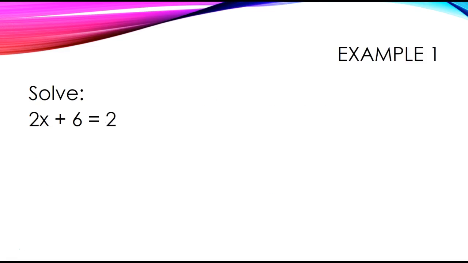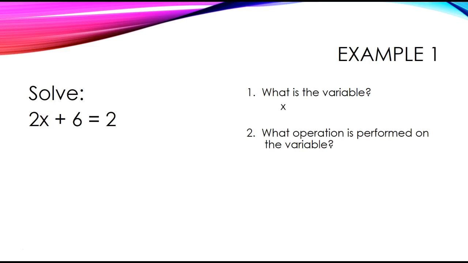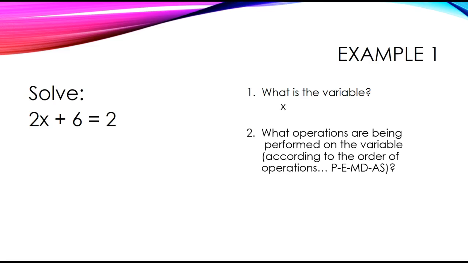So let's look at our first example. 2x plus 6 equals 2. So as we go through our thought organizer, our first question is, what is the variable? The variable is x. Now, what operation is performed on the variable? That's not exactly the right question to ask anymore, because we have more than one thing happening.